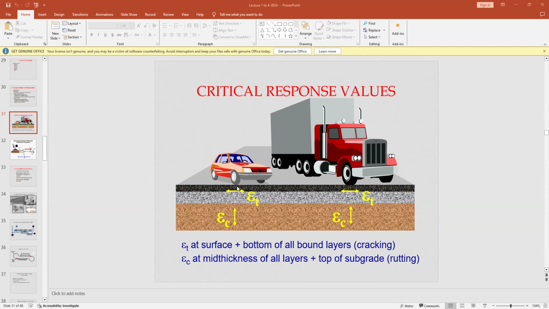And the compressive strain is calculated at the top of the subgrade, top of the compacted subgrade. You know that there is a grade subgrade and there is a compacted subgrade. So we calculate compressive strain, which is associated with rutting, at the top of the subgrade.